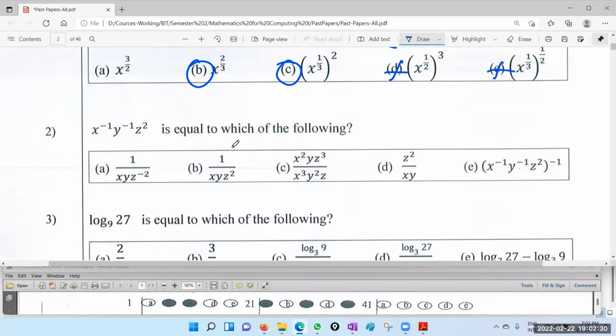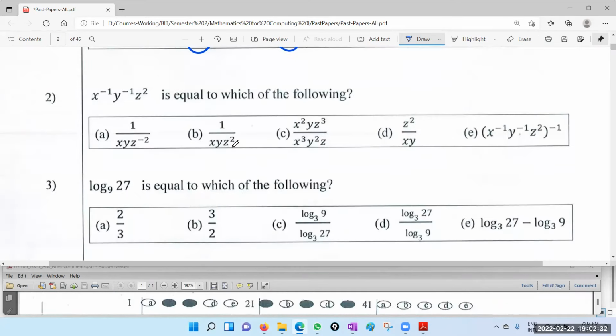B and C. Second one. So these are very simple questions. You don't get this kind of question even for O-level. X to the power -1 means 1 over x. Y to the power -1 means 1 over y. Z to the power 2. What kind of a question is that? This is a grade 5 question. So you can write this also as Z to the power -2, 1 over x, y, Z -2. So therefore this is an answer.